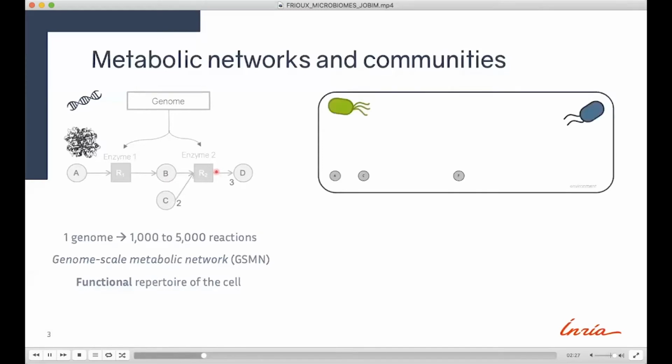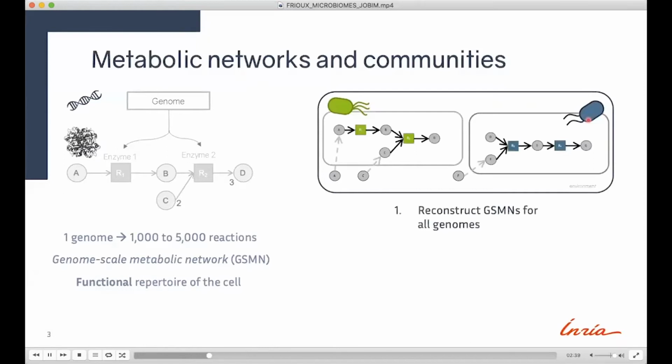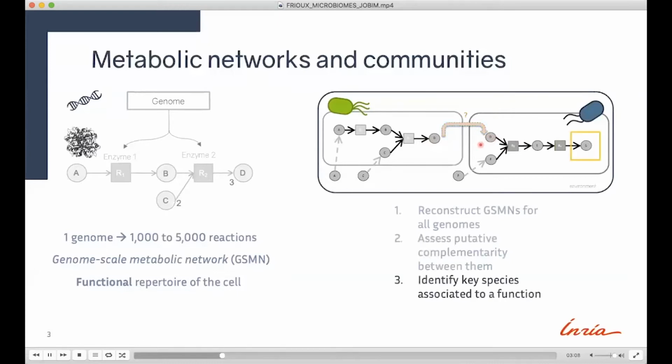We are in a context of communities of organisms living in a shared environment. Let's assume we have a genome or a MAG for each of them, so each of our two bacteria. What we would like to do is build a metabolic network at genome scale for each bacterium. Using these metabolic networks, we could identify complementarity between the metabolism of each species and suggest possible cross-feeding interactions. Here, the green bacterium produces D, the blue one consumes D. This could be a cross-feeding interaction. And in case we are interested in a given function, here G, we would like to find key species, key players that are associated to that function. Here, clearly the blue bacterium, but also maybe the green one because it can produce D that is needed by the blue one.